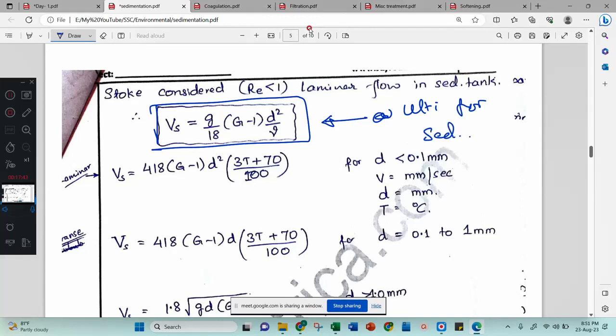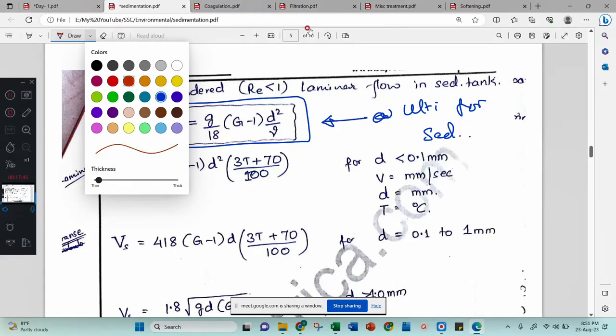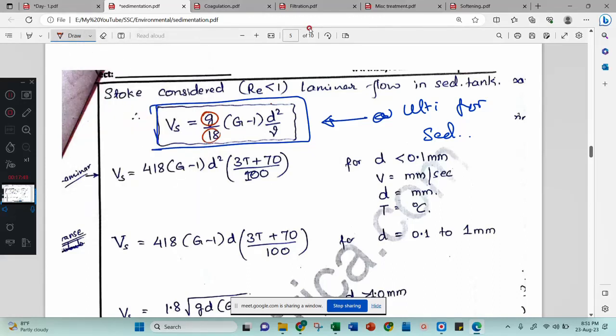Right? Here you concentrate on what parameters we have. The parameters are the gravity constant, the constant 18, the particle specific gravity, and d. D is the diameter of the particle, and eta is the viscosity of the water. Viscosity of the water in turn depends on the temperature of the water. Therefore, we have an equation with 3t plus 70 divided by 100, which converts mu into temperature. We have one empirical equation here.